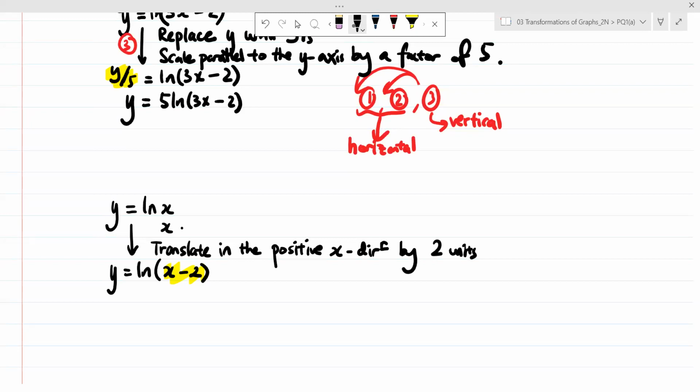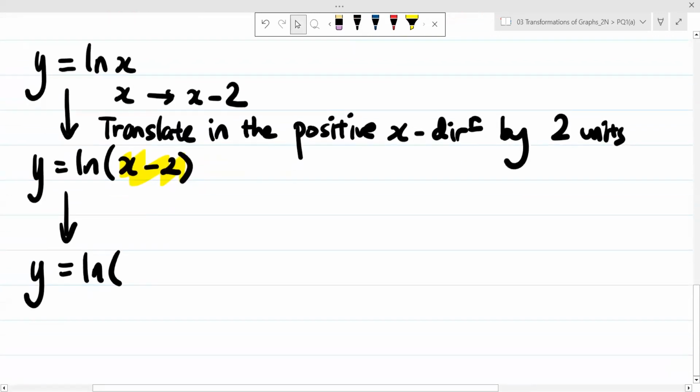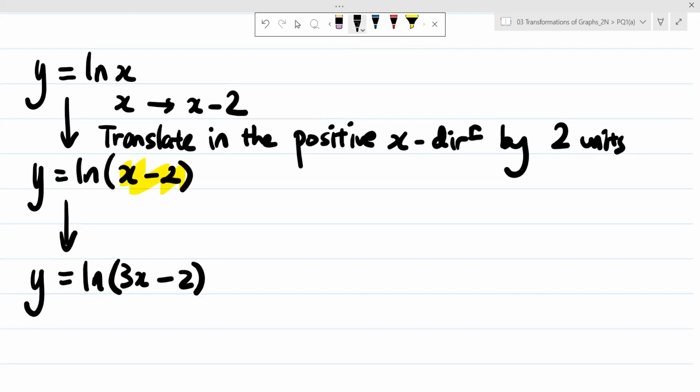Okay, here I replace x with x minus 2. Next, I only touch the x. Right, I only touch the x. You can only change one interchange at one time, right? Cannot change 2 times together. That's why maybe in this sense, translation first is faster, or easier to see. But may not always be true.